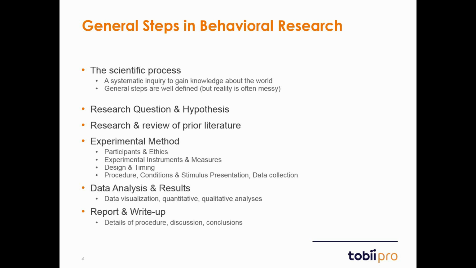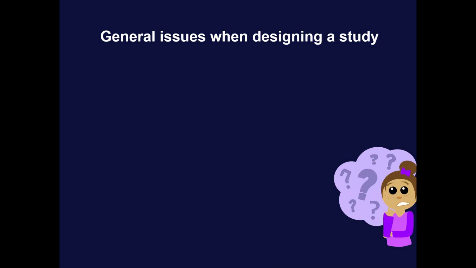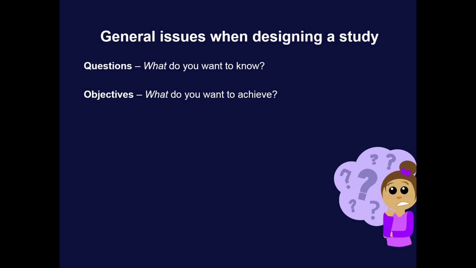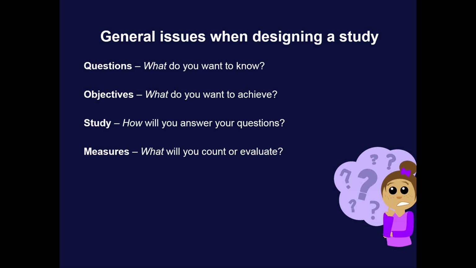Now, when you are designing a study, there are many general issues that come up. There are basic things like what do you want to know about the world, and without initial questions you're probably not going to have an experiment in the first place. So given that you'd like to know something, what is it that you want to achieve? In particular, if you'd like to do an experiment about, say, how people look at pictures in the world, how will you answer your questions? You can start with something that's general, but then you have to progressively get a bit more specific.